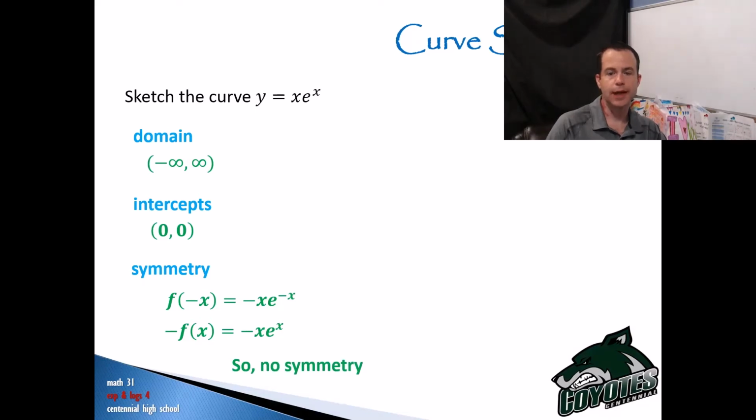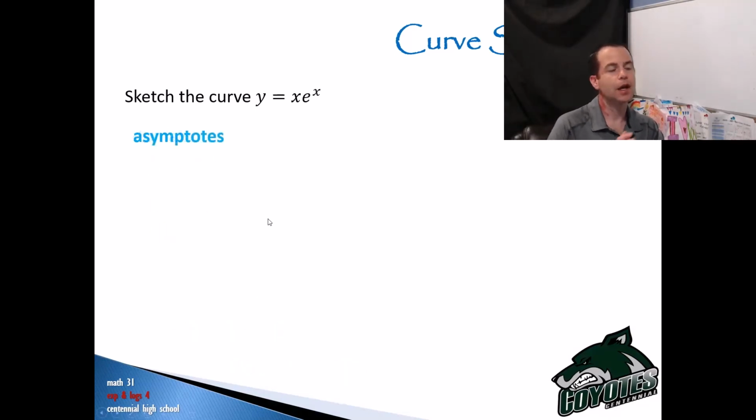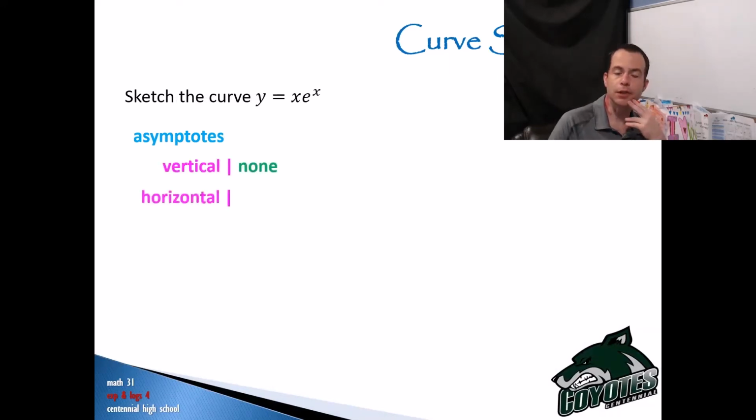Okay, so now we're taking a look at asymptotes. So there's no vertical asymptote. Just think about a general exponential graph, right? There wouldn't be a vertical asymptote. Let's take a look at the horizontal asymptote. In order to do the horizontal asymptote, we need to take a look at the limit as x approaches infinity and the limit as x approaches negative infinity.